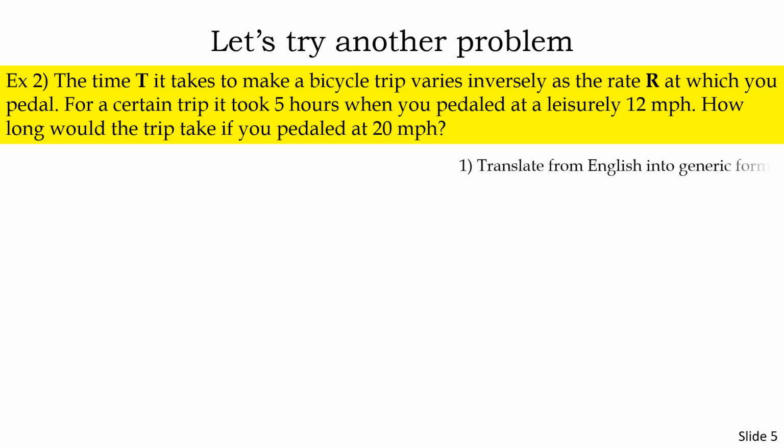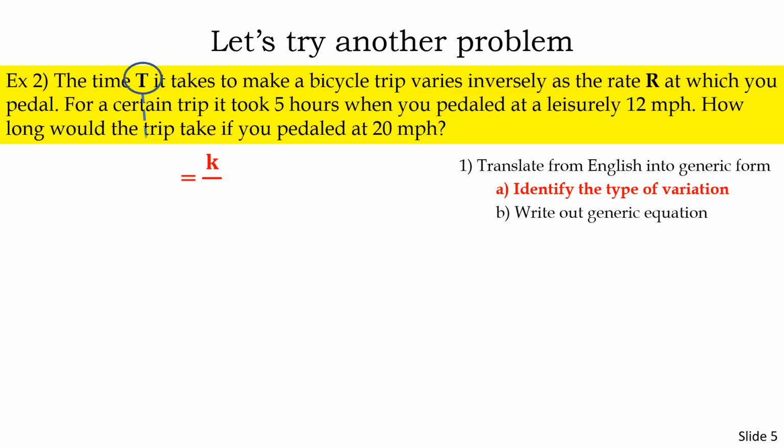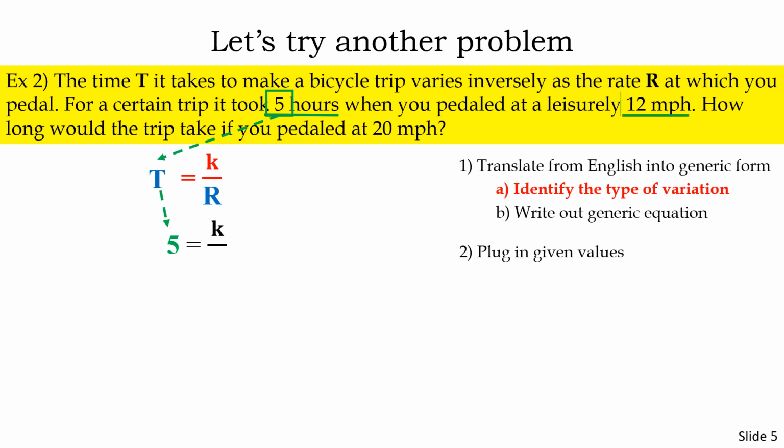So translate. Look for the type. It says varies inversely, so it's equals k divided by. Write out the generic equation. T, time, is in front of that phrase, and r, rate or speed, is after that phrase. Plug in given values. We're told it took 5 hours, so that's t, and we did it 12 miles per hour.